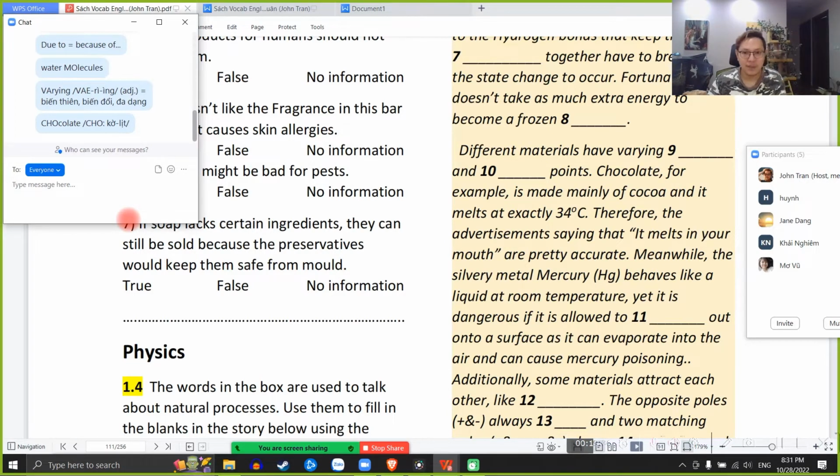Accurate. A pretty accurate. Meanwhile, the silvery metal mercury behaves like a liquid at room temperature. Temperature. Behave like a liquid at room temperature.